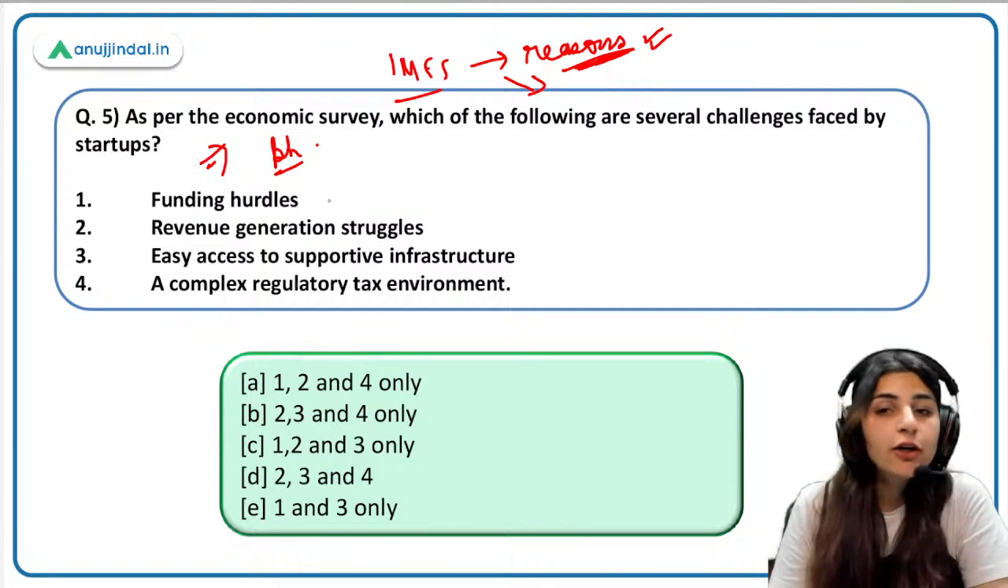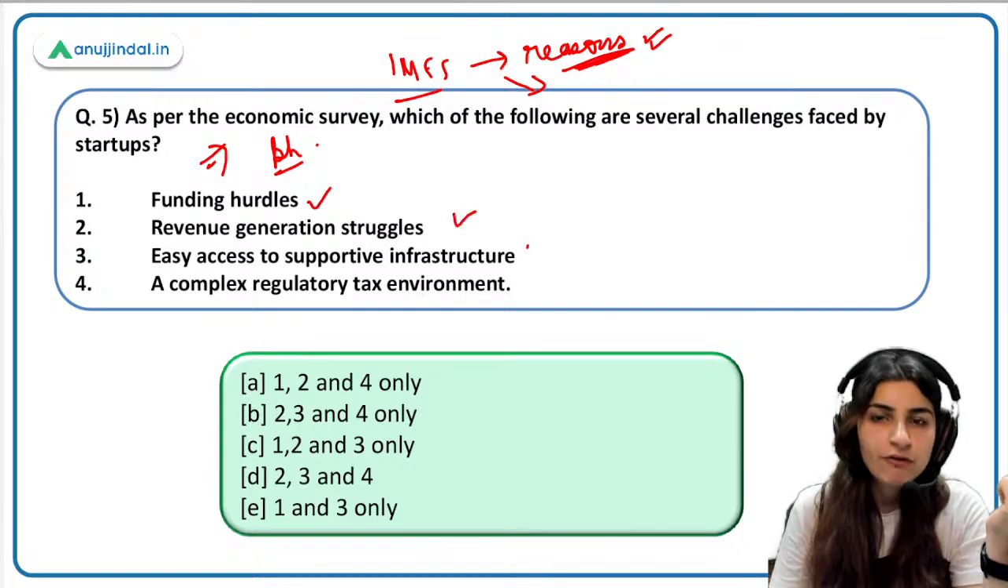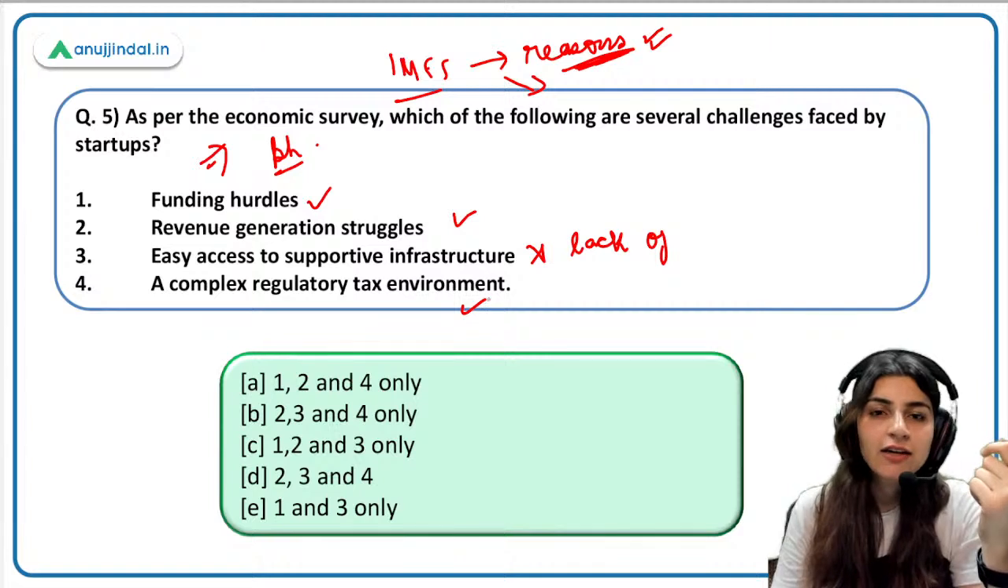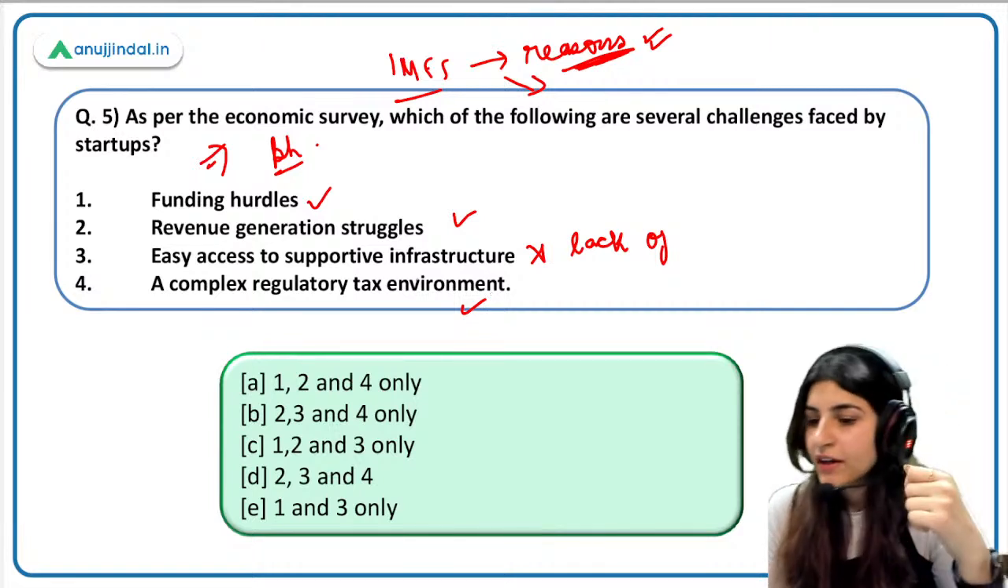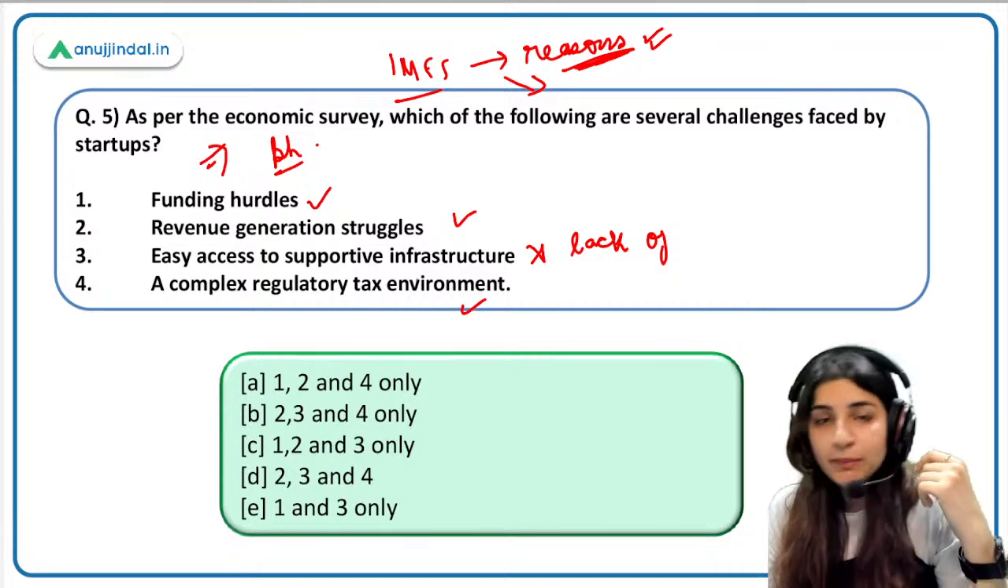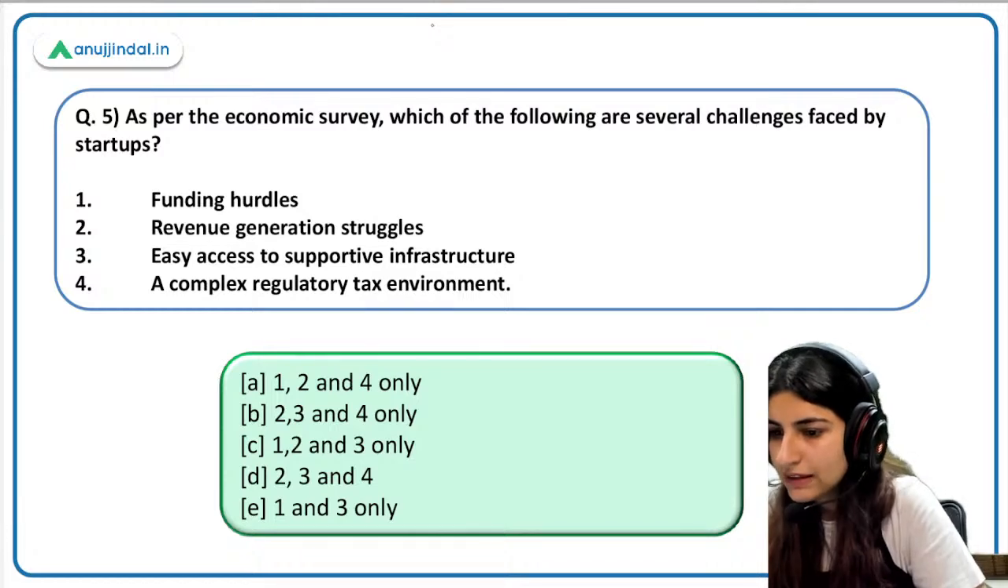As per the economic survey, which of the following are challenges faced by startups? Funding hurdles? Yes. Revenue generation struggles? Yes. Easy access to supportive infrastructure? No, lack of easy access to supportive infrastructure. A complex regulatory tax environment? Yes. So statements 1, 2 and 4 are correct. So all the people who are sitting here and answering, that's very good. Sonal, Malik, Kripesh, amazing.